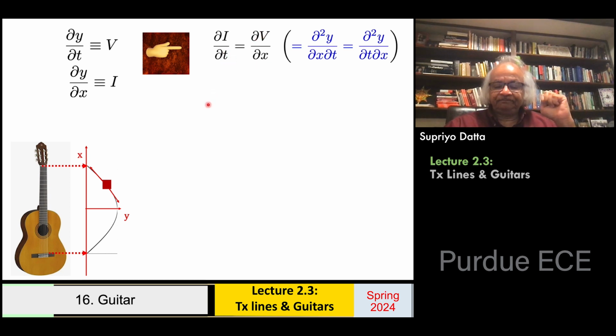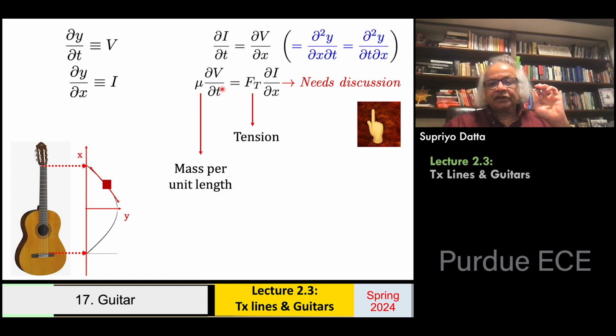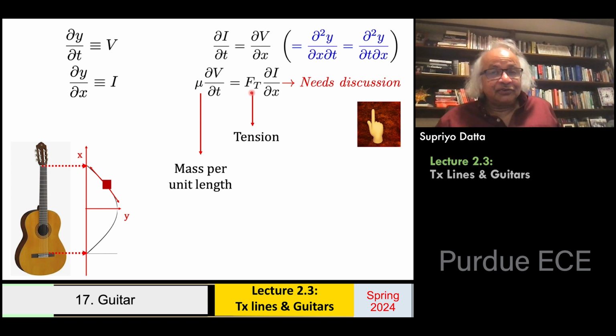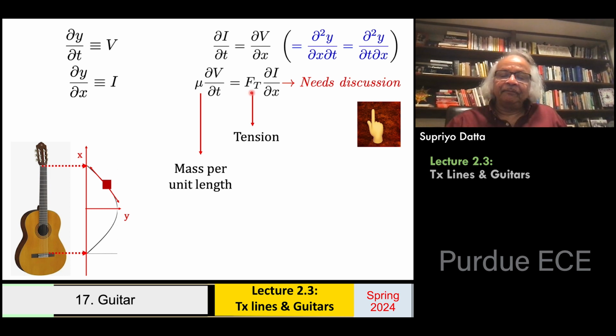That's the first equation. Now the second equation looks something like this. This is what relates del v del t to del I del x. And this requires a little discussion, but I'm just stating the result first. There are these two parameters that enter here. One is the mass per unit length, mu, and the other is the tension in the string, Ft. And of course, if you have any experience with guitar strings, you know that both of those things actually affect the frequency that you get.